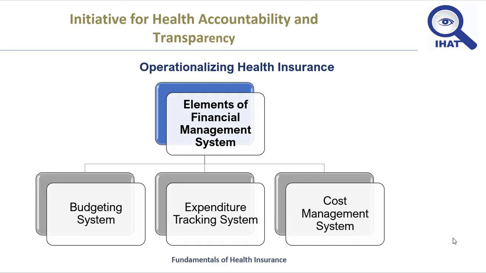The financial management system should have the following three main elements. A budgeting system, which is to plan for and understand all the costs related to the health insurance scheme. An expenditure tracking system to ensure the proper internal controls to manage the flow of funds. And a cost management system to ensure payments and costs are in line with what is budgeted for financial viability.